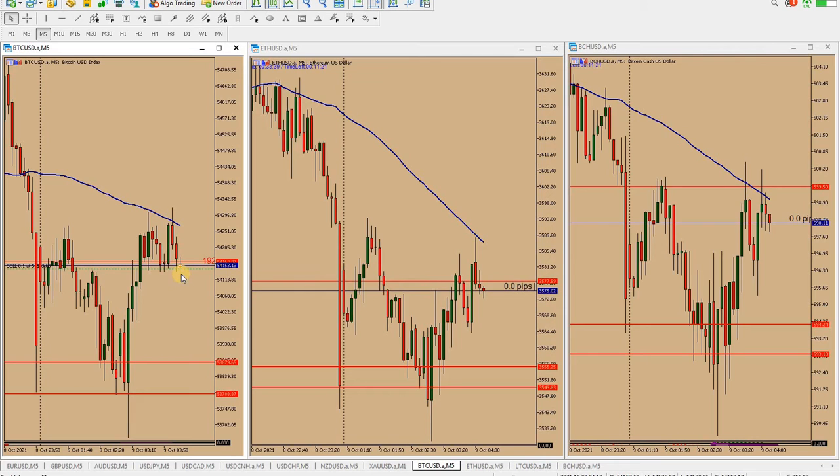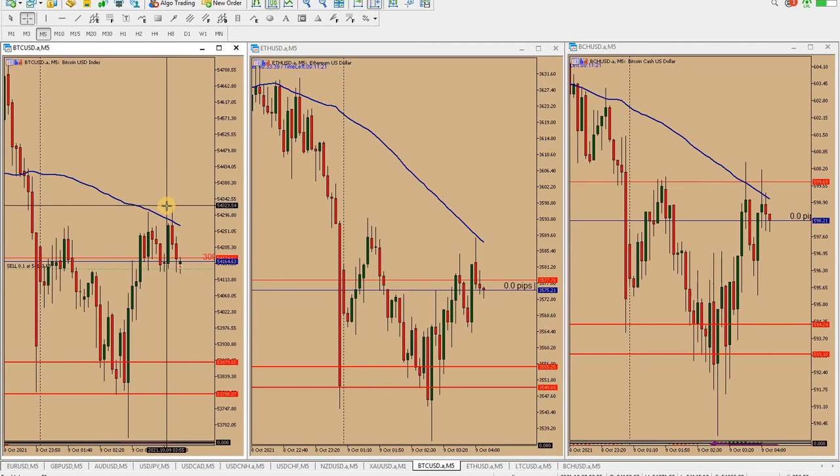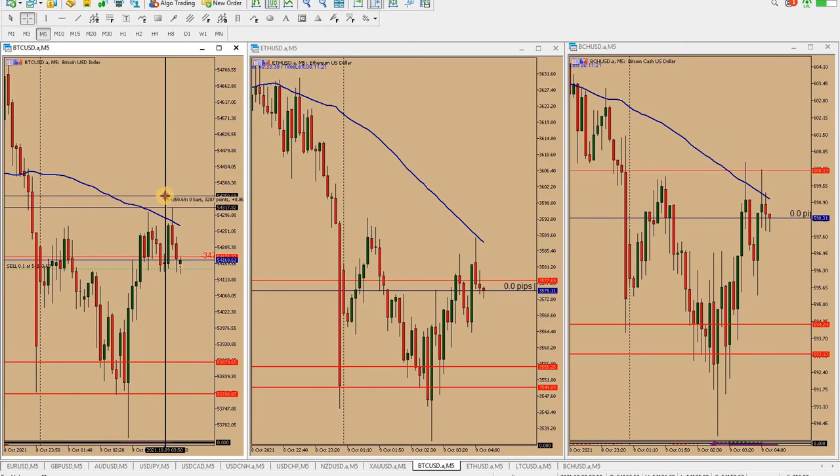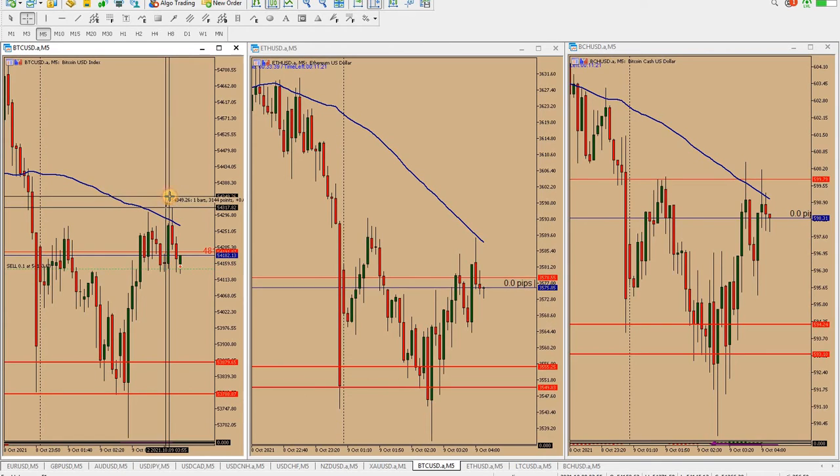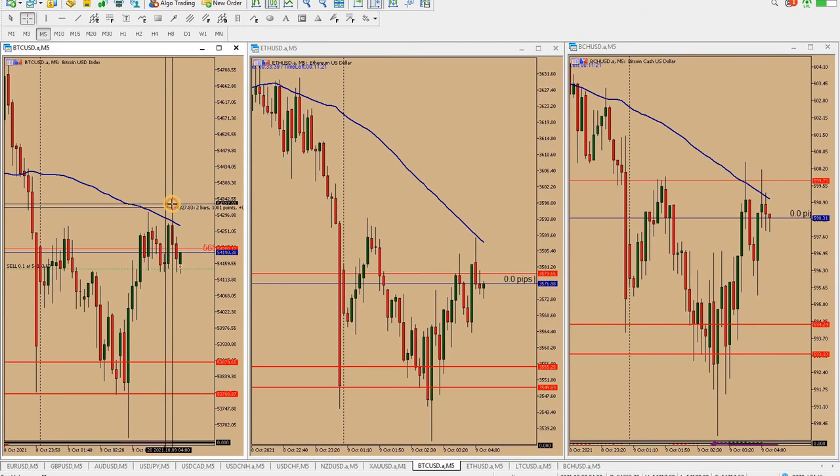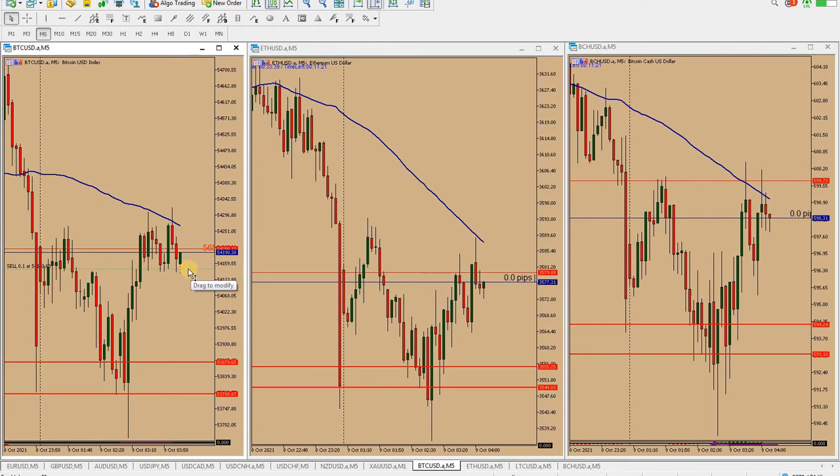I put the stop loss 10 pips above here. Let me see, 10 pips above here would be around how many pips? This much would be around this area. I put a stop loss, and then the take profit is here. I put them here, the first one and the second one.